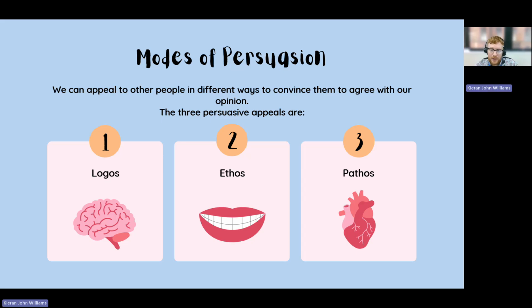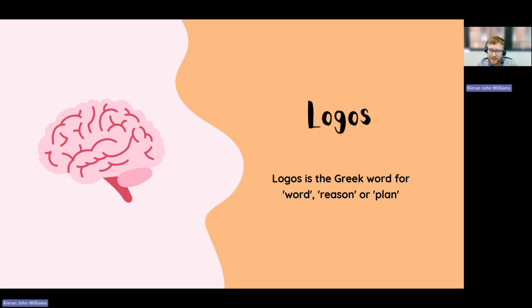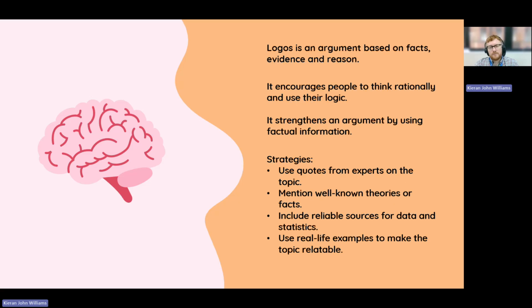Okay, so looking at them in more detail now, let's move on to logos. As you can see here on the screen, logos is the Greek word for word, reason, or plan. So what does this actually mean? Well, with logos, it appeals to the audience's sense of reason. It makes your case stronger by presenting facts, evidence, and logical reasoning.